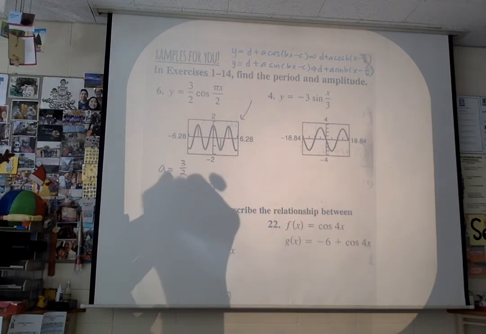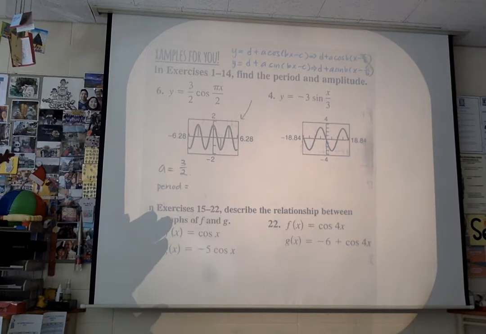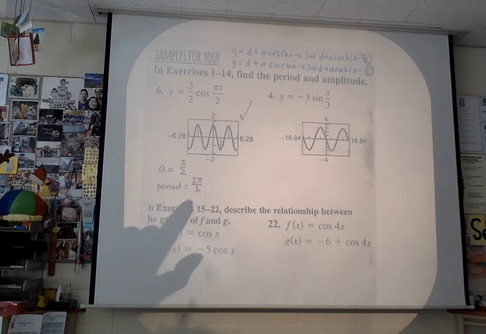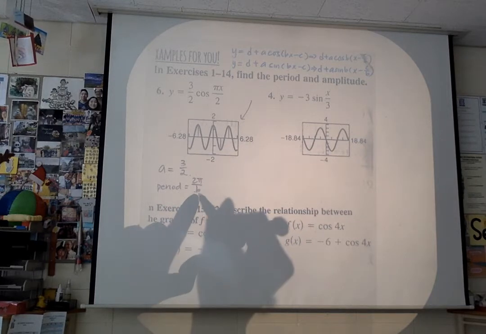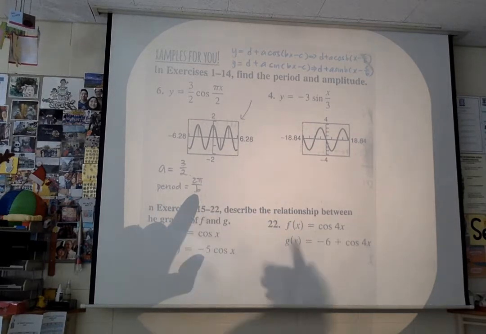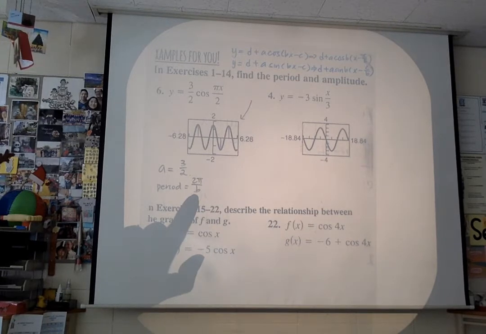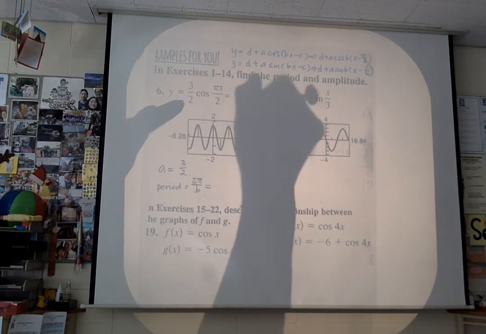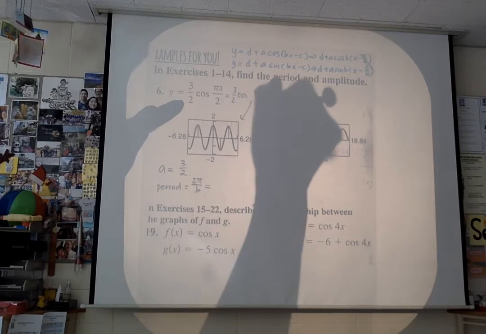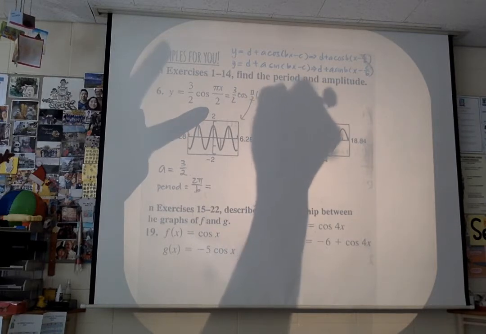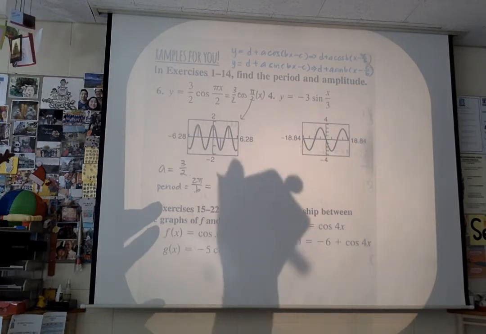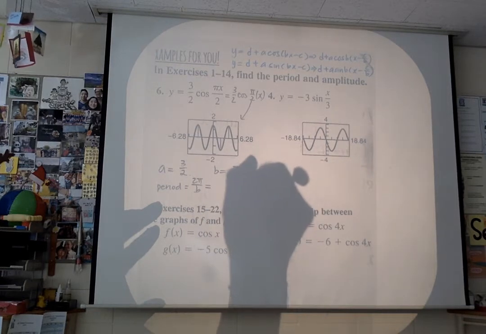Now period. Period is very easy. It's 2 pi over b. That was the formula, right? It's basically saying how many cycles exist within 2 pi. Remember the y equals sine of 2 pi that I gave you? 2 pi over b: how many times does it exist? So we have to identify our b. If you think about it, can't I write this as 3 over 2 cosine of pi over 2 x? So what's our b? You're right, our b is pi over 2.